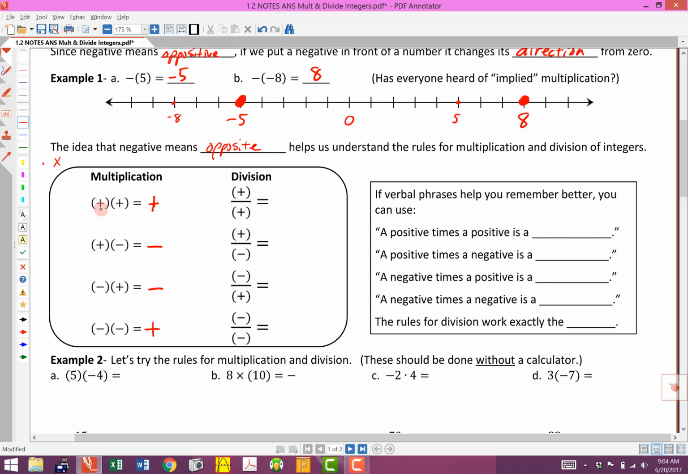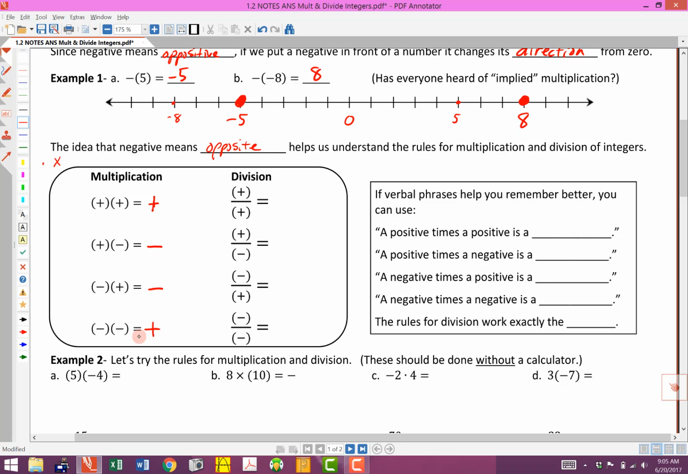So we start off with a positive. There's nothing here that changes it to the opposite. So we've got a positive times a positive is a positive. Positive times a negative, there's that opposite. So the opposite of that positive is going to be negative. We've got a negative times a positive, that's a negative. We start out negative. This doesn't change the direction. This doesn't do the opposite of that, so that's still negative. And the negative times a negative is a positive. So we start out negative, and then we do the opposite of negative, which would be positive.